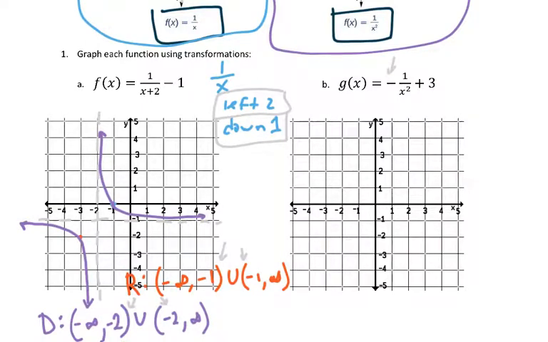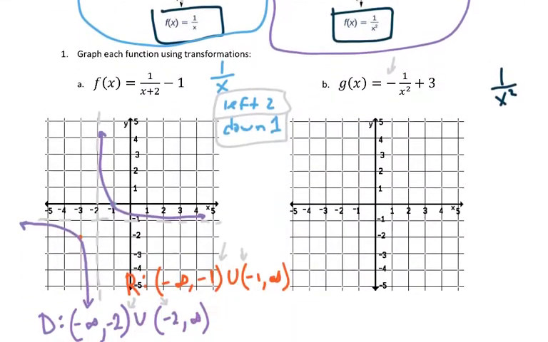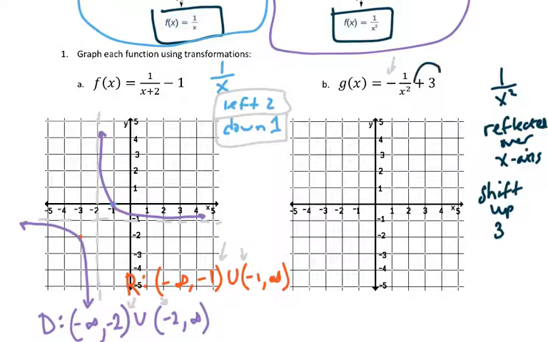So in this case, we're going to take the original function 1 over x squared, which is above right here, and it's going to be reflected over the x-axis, and then it's going to shift up by 3, because this represents a vertical shift upwards. So let's go ahead and do that.